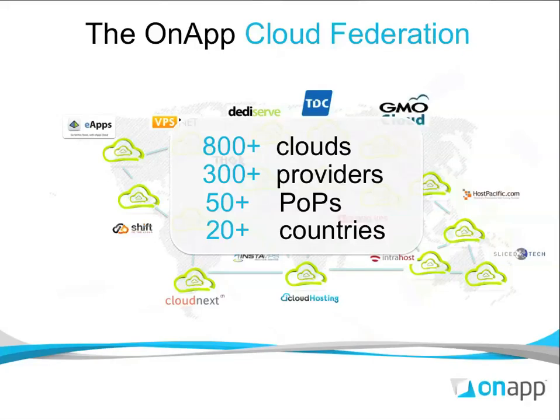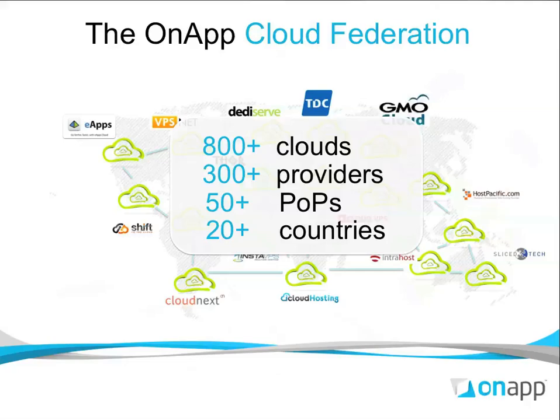And although we are a relatively young company, what we have been able to achieve to date is build out a cloud federation of over 800 clouds being delivered by over 300 cloud providers with over 50 CDN points of presence across more than 20 countries. So we've been building out this federation on a very rapid basis. And as I say, it includes service providers on pretty much every continent.